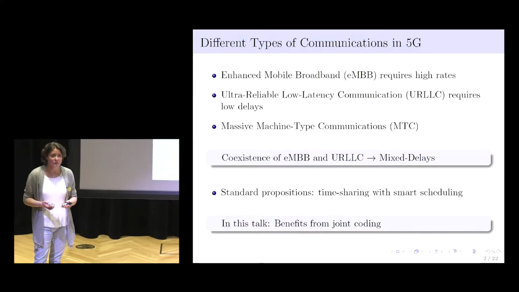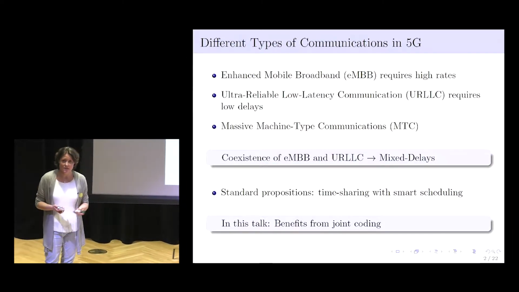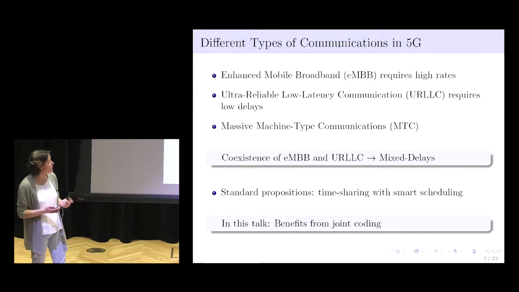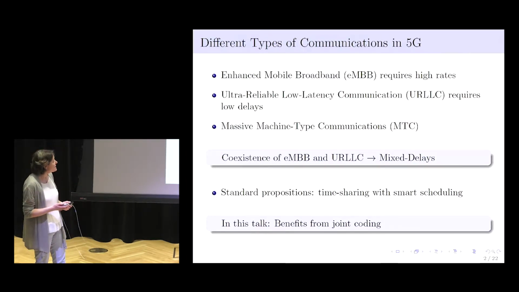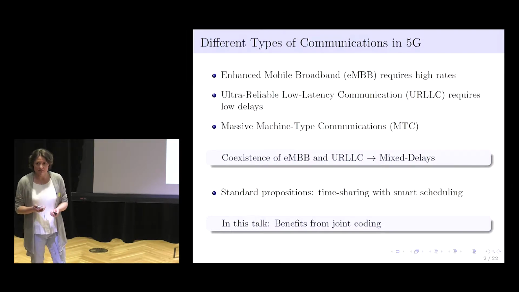5G is supposed to offer us three types of services. We have enhanced mobile broadband communication, which requires very high data rates. Then we have ultra-reliable low latency communication, which in particular wants small delays and high reliability. And then you have random access massive machine type communications.